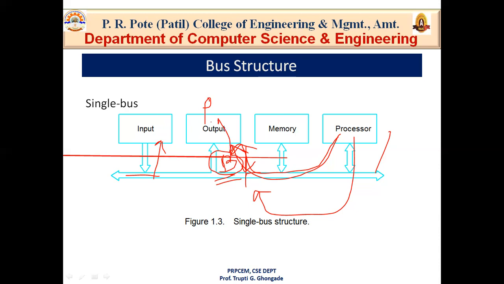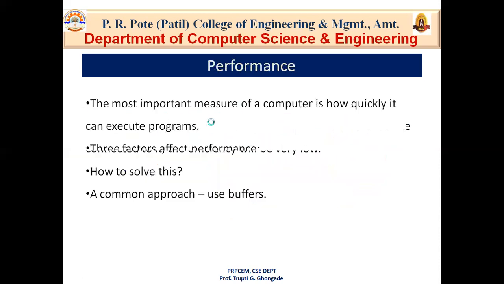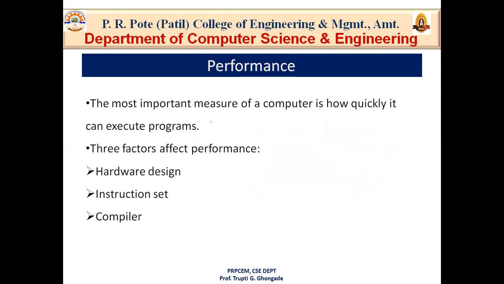So this allows the processor to switch rapidly from one device to another, interleaving its processing activity with data transfers involving some I/O devices. Okay, after that, the speed issue. And the next one is the performance issue.